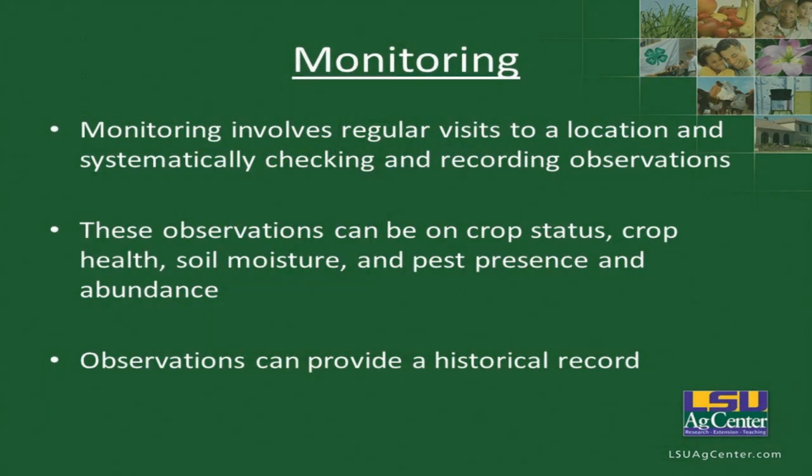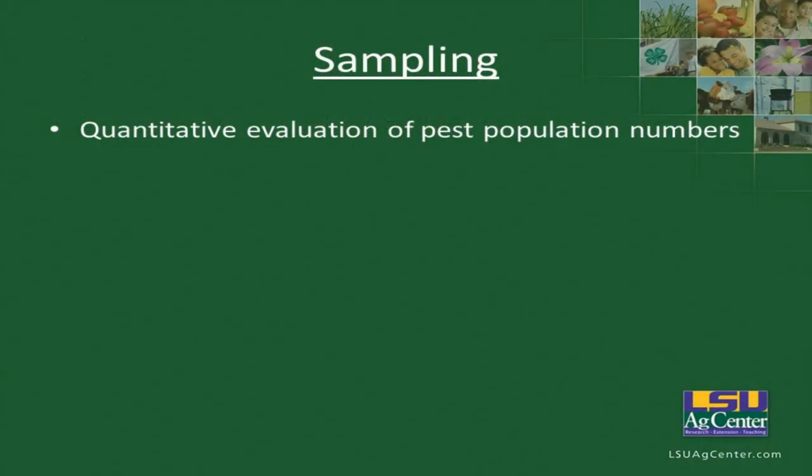These observations should be recorded because they can provide a historical record. You want to be able to know what pests are occurring every year in that field and what kind of sampling techniques you're going to be using to understand the pest levels.